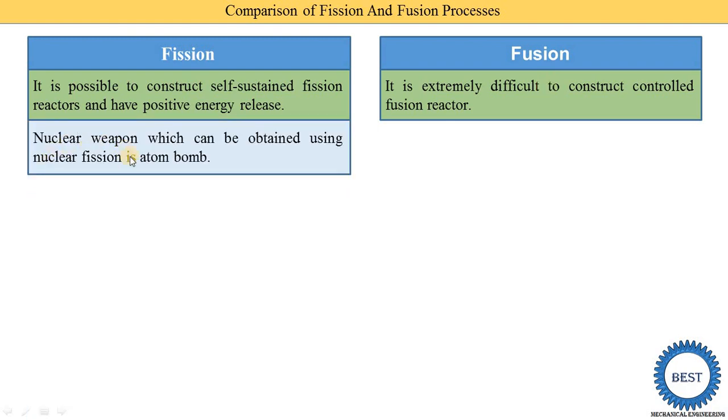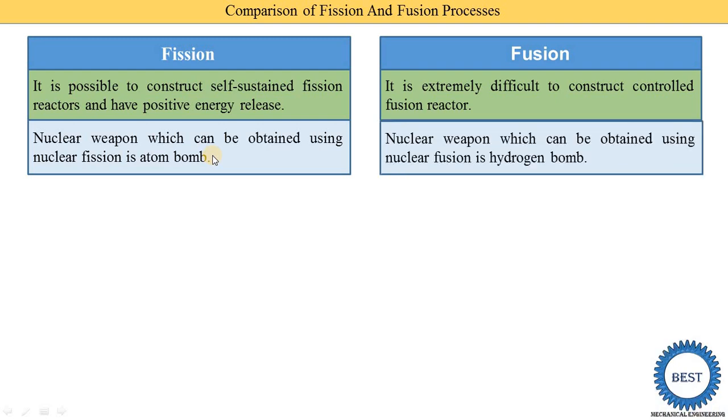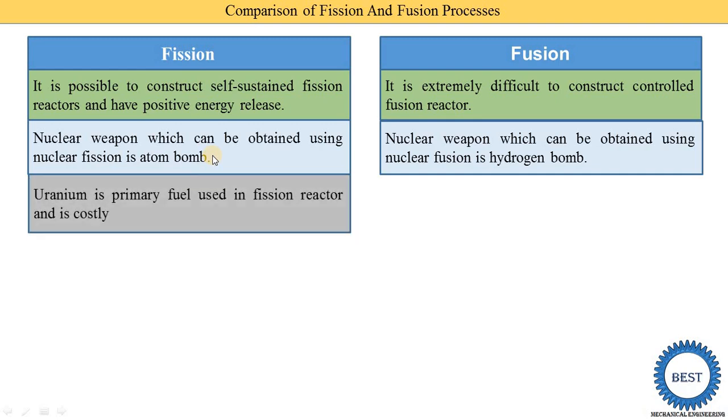The nuclear weapon which can be obtained using nuclear fission is the atom bomb. Means some persons create a nuclear weapon by using the nuclear fission process, it is called the atom bomb, and by using the fusion process someone creates a nuclear weapon, it is called the hydrogen bomb.